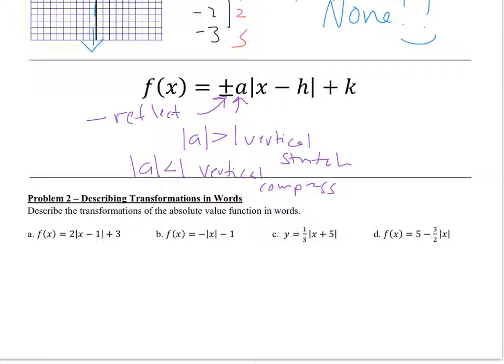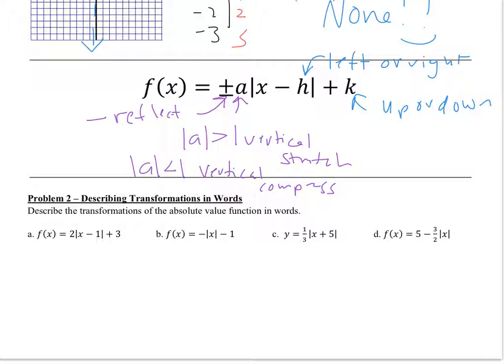When I'm looking inside the equation, anything inside the absolute value would be your h, and this is going to move it left or right. It's always opposite. So if this is x plus 1, it's actually going to the left. And this k on the outside is going to move it up or down.